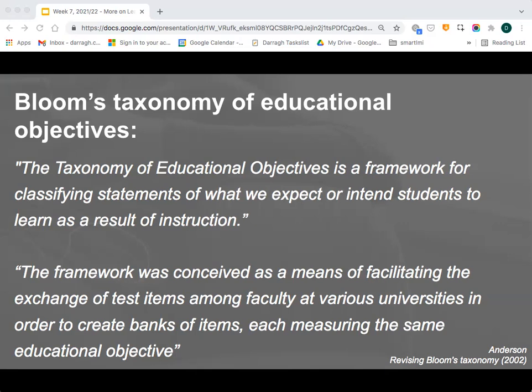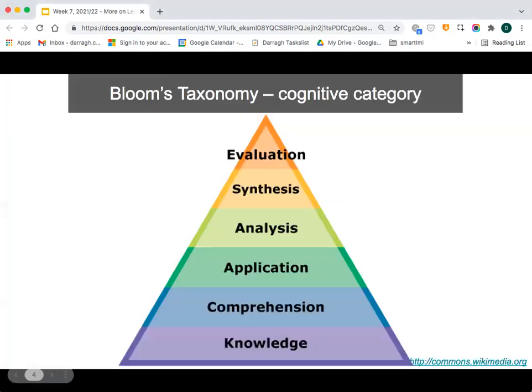And the taxonomy was just a way of classifying intended behaviors related to cognitive acts or thinking. It's since been very widely accepted by curriculum designers, teachers, administrators, researchers, and so on. So this is the original Bloom's taxonomy.